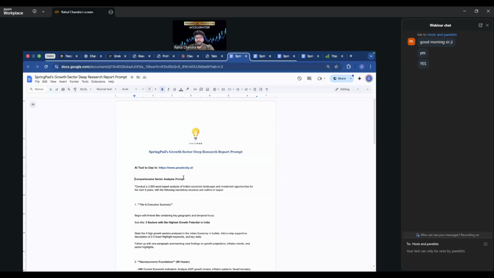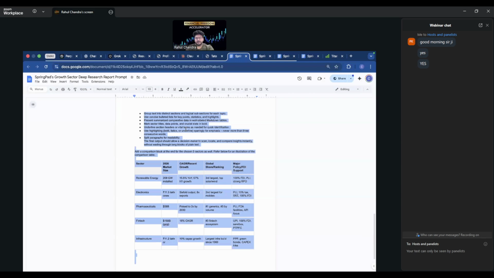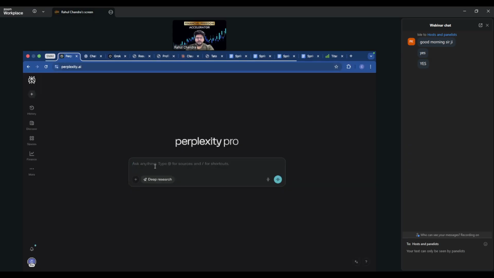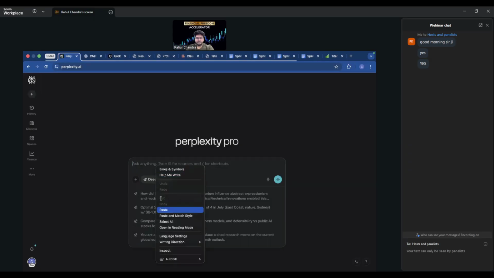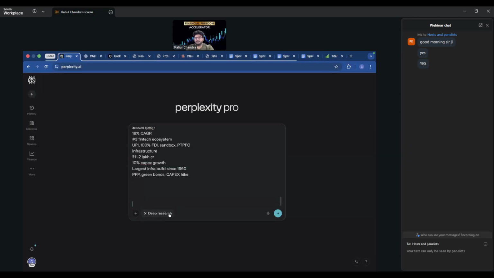Okay. So here is SpringPad's growth sector deep research prompt. All you need to do is copy this entire prompt. It's just a 4-page prompt. Copy it, go to Perplexity, paste it, make sure that the deep research mode is on, right? And then you hit enter.